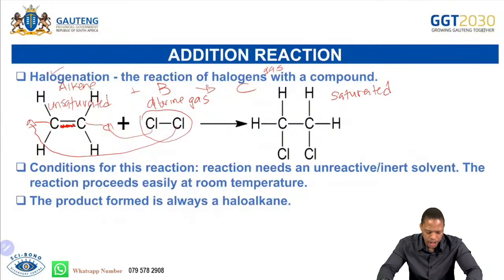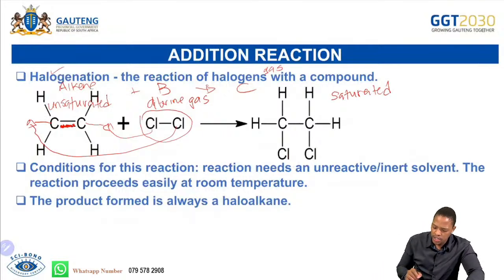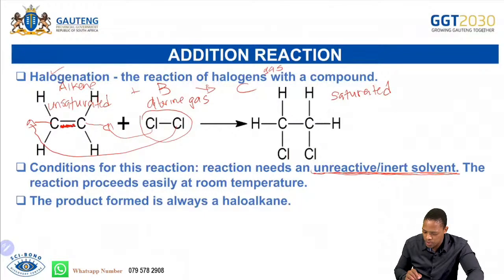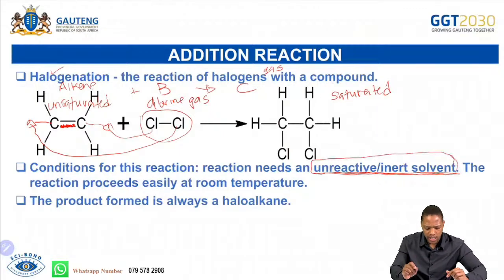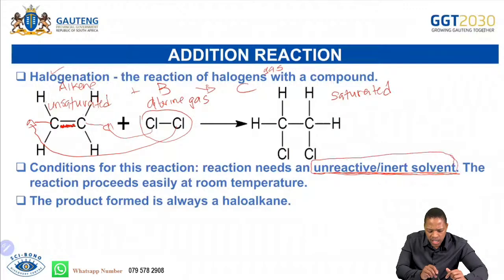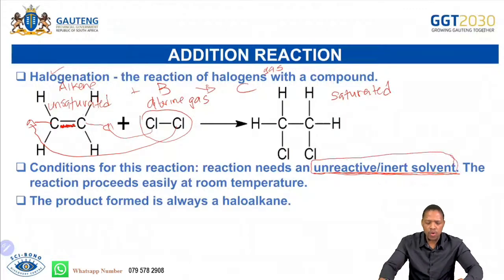Like any other reaction, the reaction has conditions that it needs for it to what? To proceed. Okay, so this reaction here needs to proceed in an unreactive or inert solvent. Basically, without going into too much detail, we just mean that we need a solvent that is not going to form part in the reaction. The one that is not going to try and also react with this compound, right?